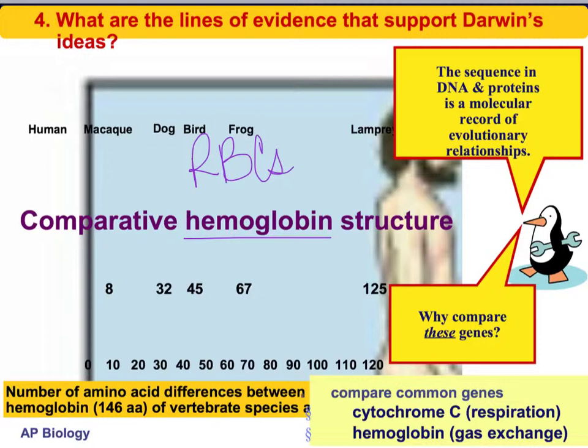And comparative suggests that we're comparing it to different things. So in this particular example, we are comparing human hemoglobin structure to these other types of animals. A macaque is a monkey.